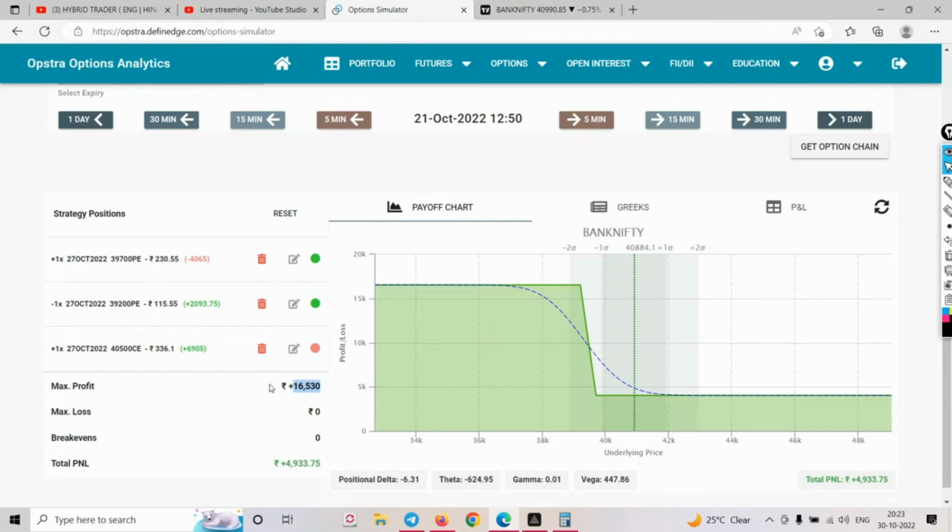Do you remember? Every time I used to say that this is the way. This is one of the tricks to increase the maximum profit. Your minimum profit is now 4,154. Your maximum profit is 16,530.